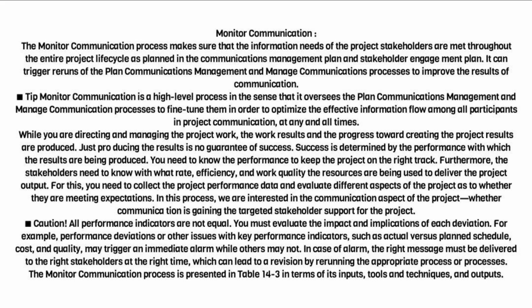You must evaluate the impact and implications of each deviation. For example, performance deviations or other issues with key performance indicators, such as actual versus planned schedule, cost, and quality, may trigger an immediate alarm while others may not. In case of alarm, the right message must be delivered to the right stakeholders at the right time, which can lead to a revision by rerunning the appropriate process or processes. The monitor communication process is presented in Table 14.3 in terms of its inputs, tools and techniques, and outputs.